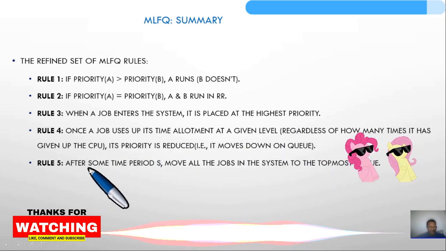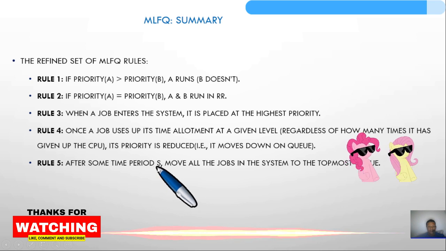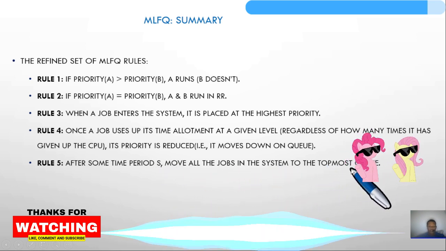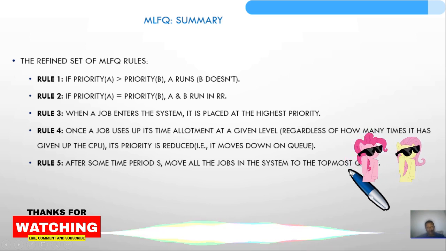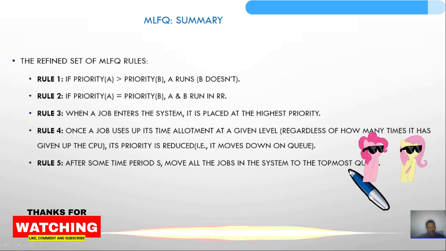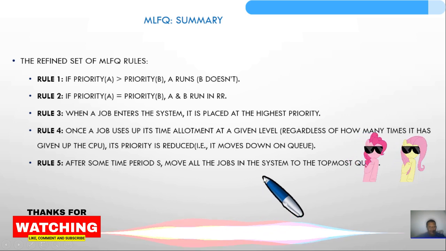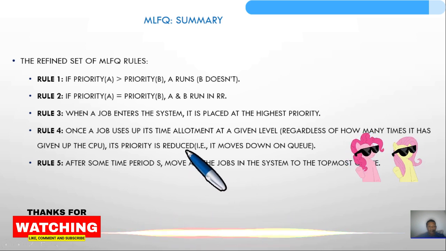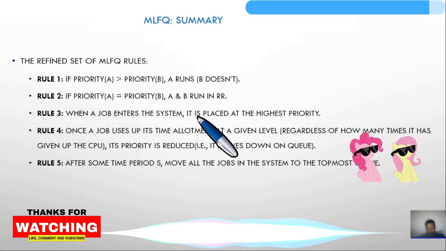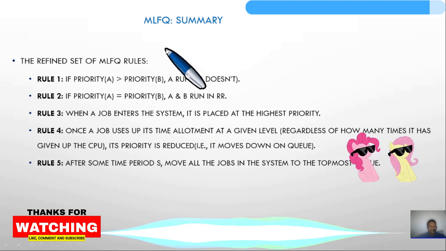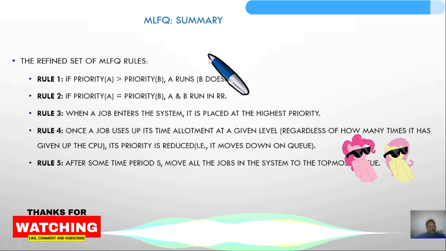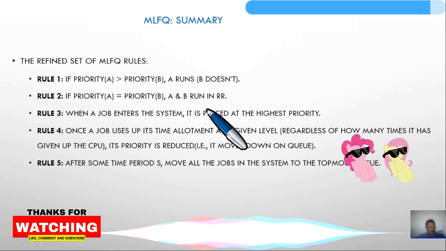Rule number 5, after some time period S, move all the jobs in the system to the topmost queue, from lower priority to higher priority. In this way, we can assure fairness and all the processes will get a chance. I hope this was helpful. In general, this is all about the MLFQ scheduling system.